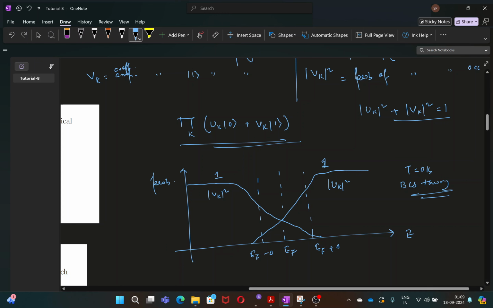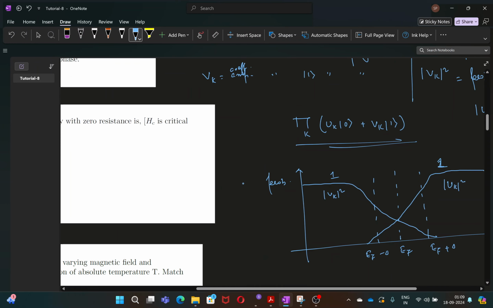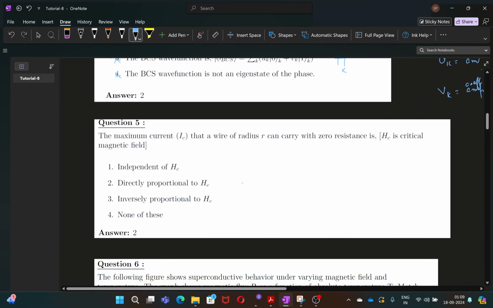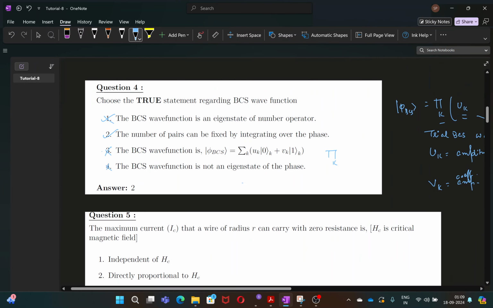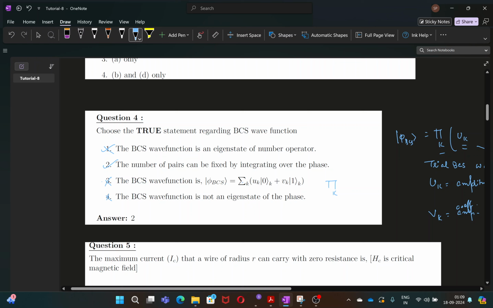Okay, right. So yes, this is the main idea. And as I said in this question, there was another thing mentioned, that the BCS wave function is an eigenstate of the number operator, which is not true, because if the number operator acts on a state and gives an eigenvalue as a number or count, then only it will be called the eigenstate of the number operator.